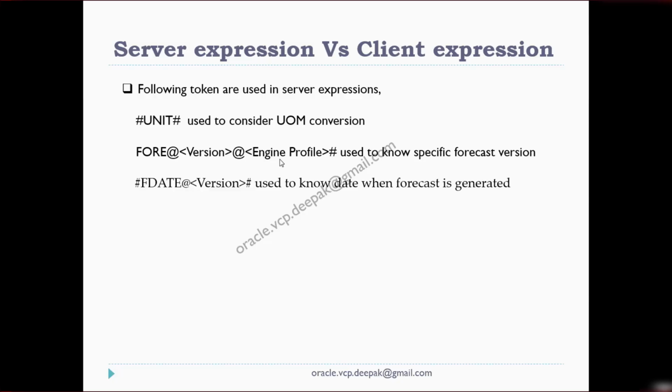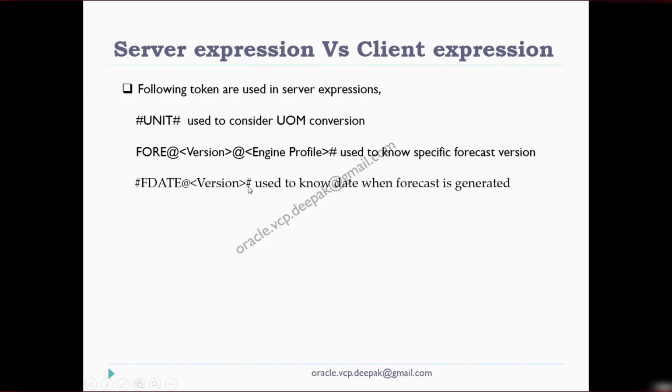Okay. Now, in the same way, if I want to see the forecast which is generated based on the point of sale demand stream, then I should have some options. So that's why it is having this engine profile. So this is the ID. Actually, this is the engine profile ID. So the forecast generated by engine A, and also show me which was generated 1 month back. If you want to show that kind of data, this is the token.